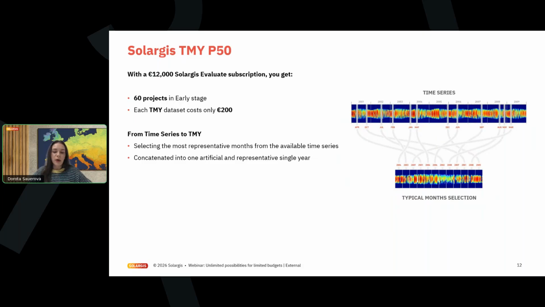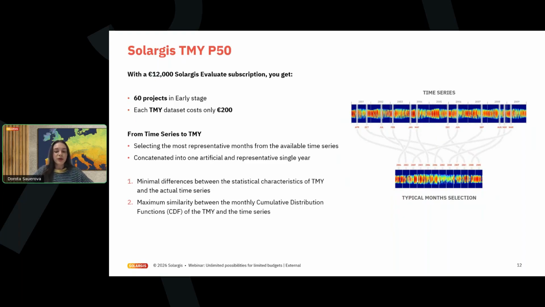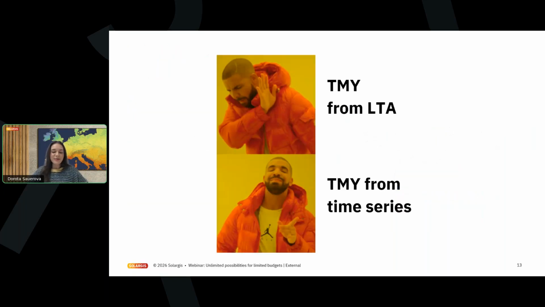In Solargis TMY, the selection of these representative months is done through an iterative process based on two main criteria. So firstly, achieving minimal differences between the statistical characteristics of TMY and the actual time series. And secondly, ensuring maximum similarity between the monthly cumulative distribution functions of the TMY and the time series to accurately represent typical values for each month. Unfortunately, we still see many companies relying on synthetically generated TMY from LTA data, but it also points to a real issue in the market.